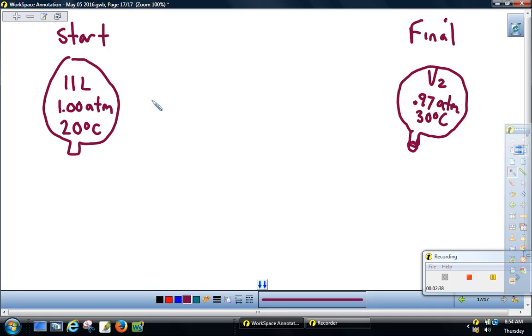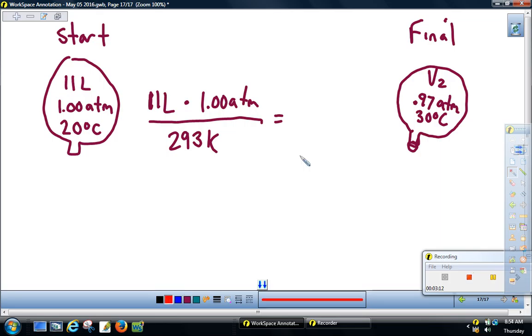Alright, so we're going to plug these numbers into our formula. V1 is 11 liters. We're going to times that by P1, and we're going to divide that by T1. T1 is 20 plus 273, so it's 293 Kelvin. Alright, so these are our initial conditions. Final conditions, we're solving for V2. Pressure is also in atms, so we're good here. We don't have to convert. This is an easier problem. And 30 plus 273 is 303 Kelvin.